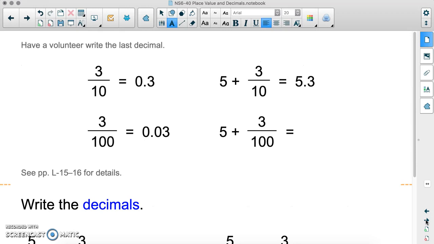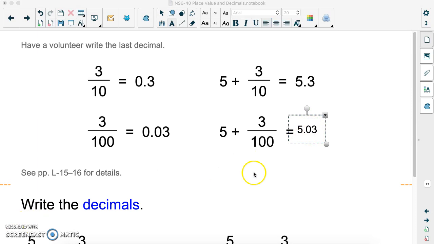Sometimes we need to use 0 as a placeholder. So 3/10ths is 0.3. If we have 5 plus 3/10ths, the 5 goes out front as the whole number, decimal 3/10ths. But now I have 3/100ths, so I need to use 0 as my placeholder here: 0.03. There's no tenths number, so you need to put the 0 there as the placeholder. Now, if you have 5 plus 3/100ths, this would look like 5.03. You still need the 0 placeholder in front of the 3/100ths.